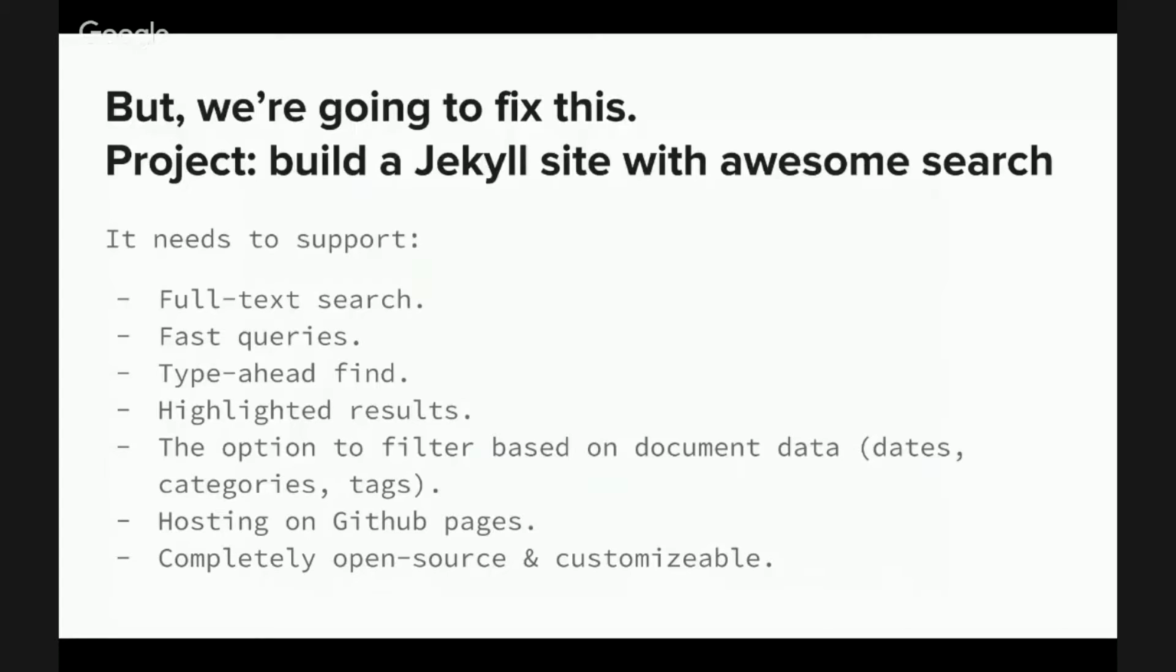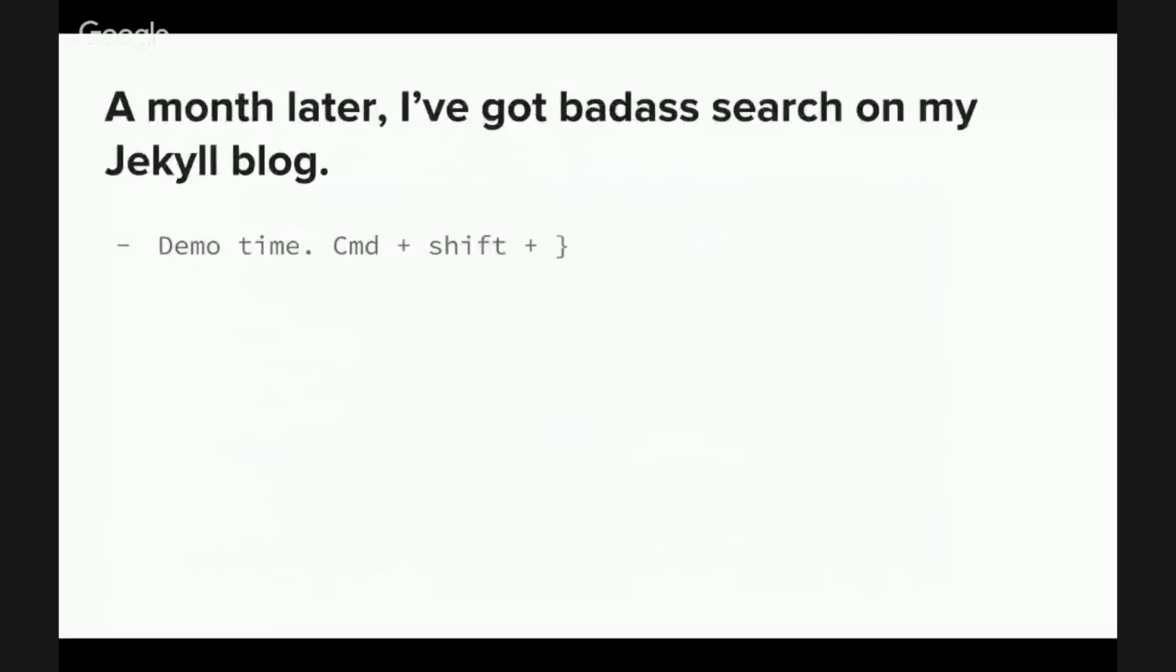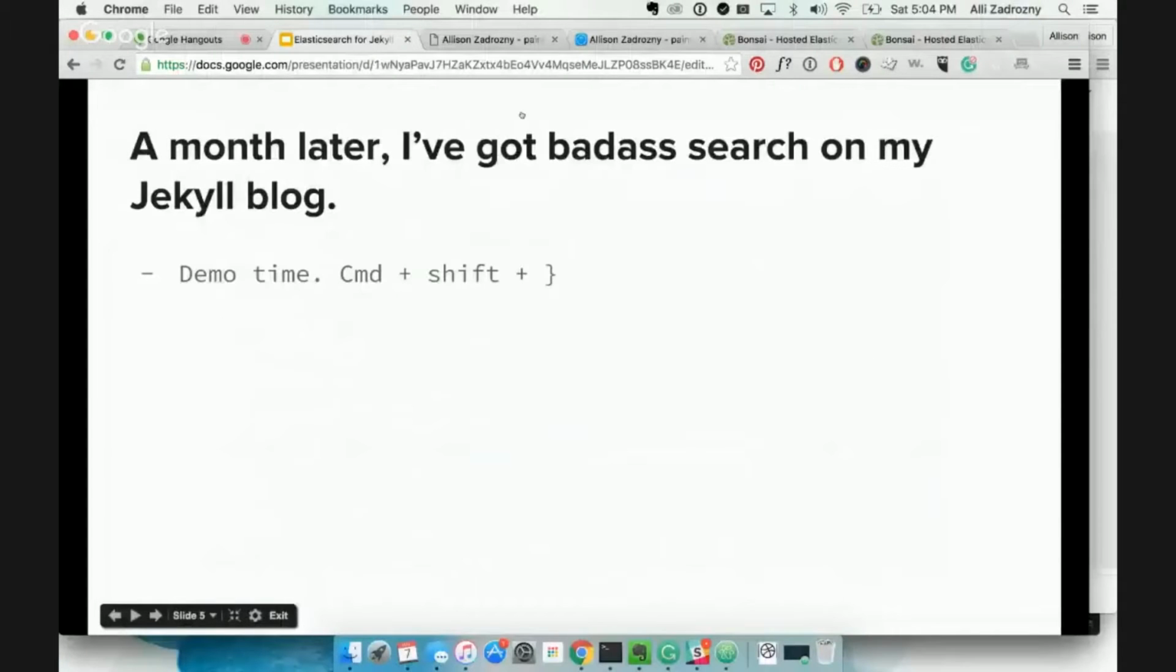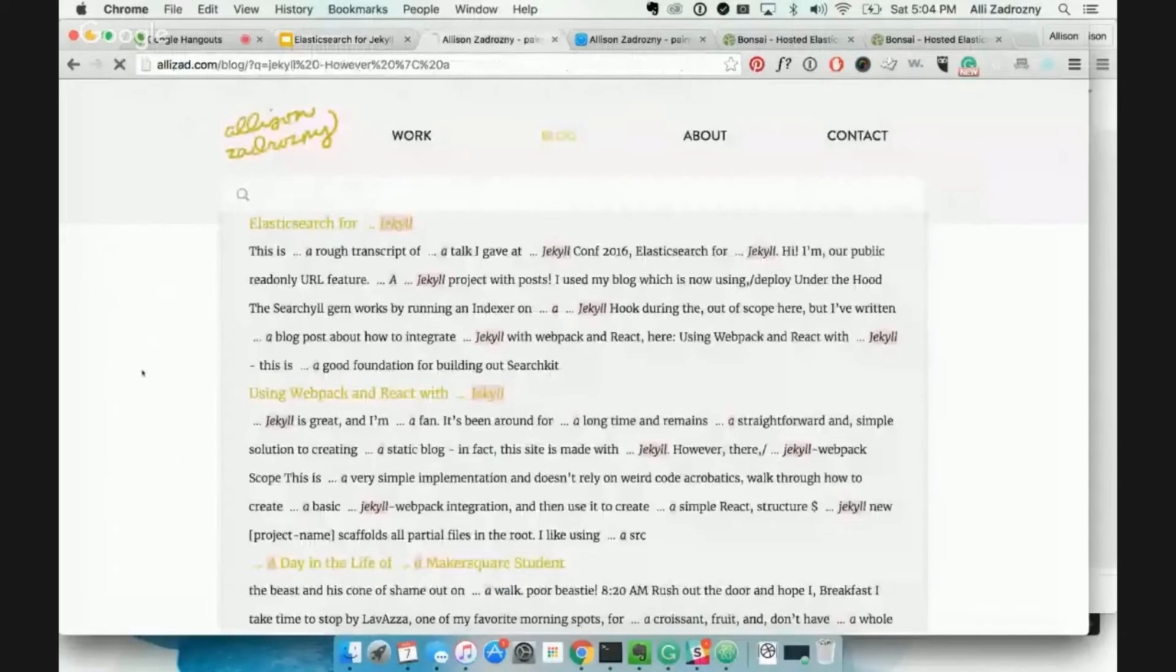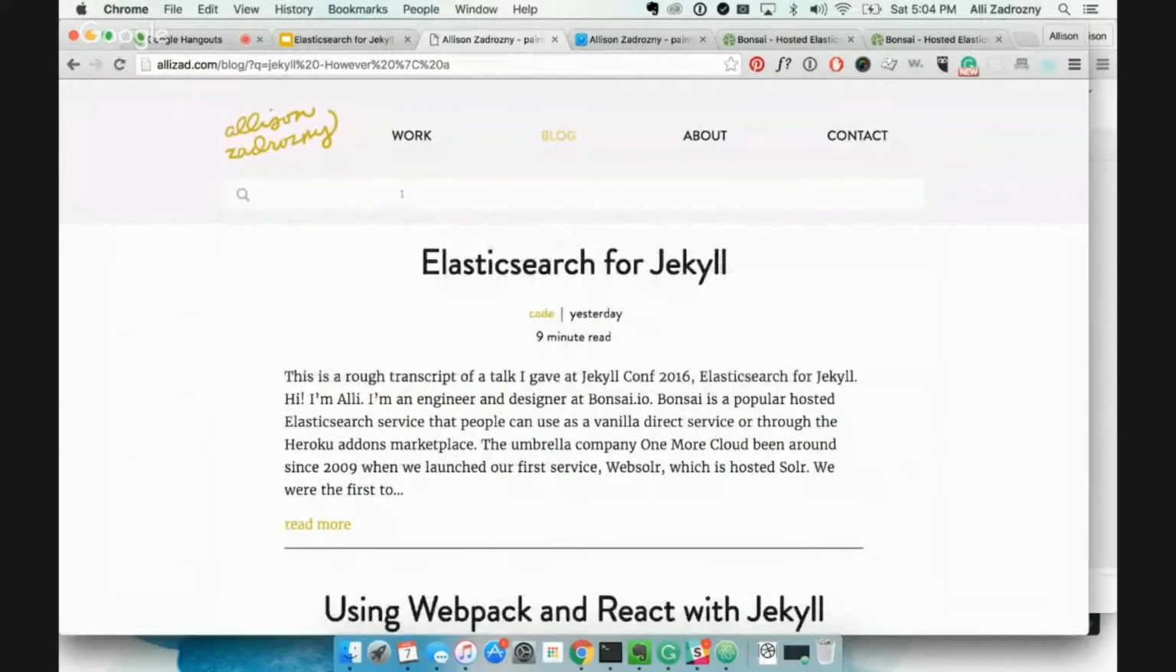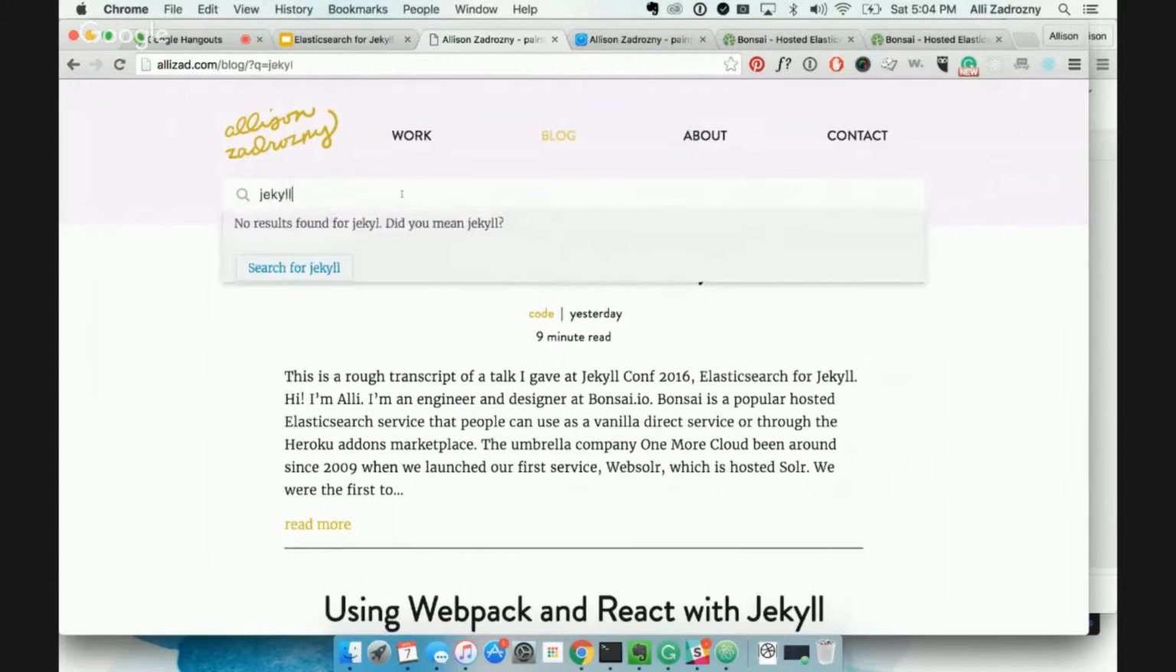So there's a lot of requirements, but a month later, we got it to work, with all the other stuff going on at work. But yeah, now I have really badass search on my Jekyll blog, and I'm going to do a live demo here about what that looks like. And this is my site. I'm going to refresh here. And as you can see, I've got a little search box here. That is a little React component that's interacting with my Elasticsearch cluster. And let's just search for Jekyll.